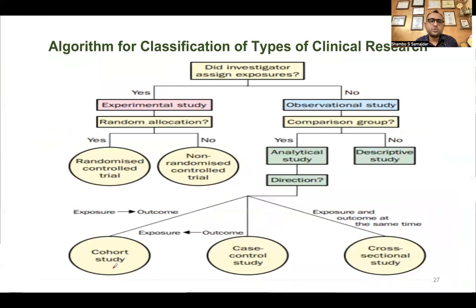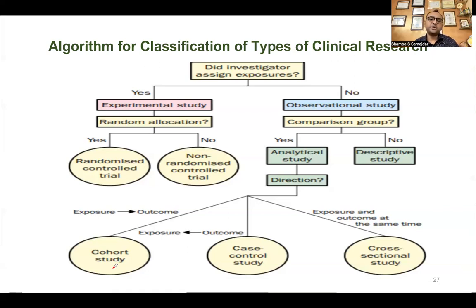So to have a brief overview of different types of clinical research: if I, as an investigator, am assigning the exposures, deciding which arm will get which type of treatment, if yes, then that is an experimental study. If not, if I am not assigning the exposures, that is an observational study. If there is a comparison group, we can say that will be an analytical study. If no comparison group, that could be a descriptive study.